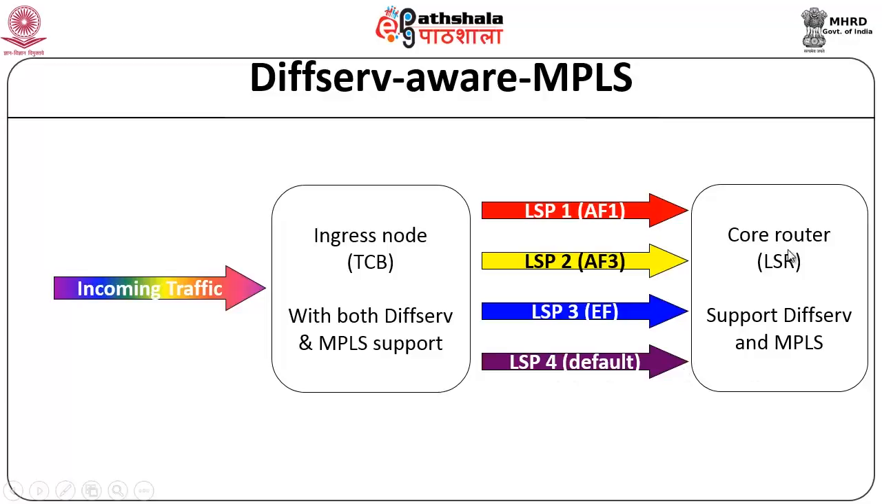And the core router, which will be your label switched router in the MPLS context, will support DiffServ as well. So you will have support for both DiffServ and MPLS. This combination is able to give very good end-to-end quality of service, and this is what we find being used widely in networks today.